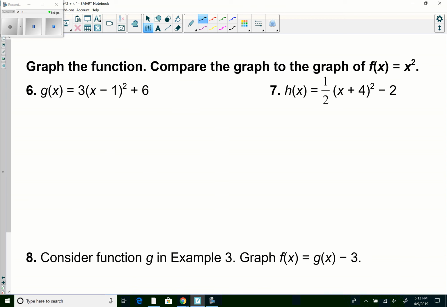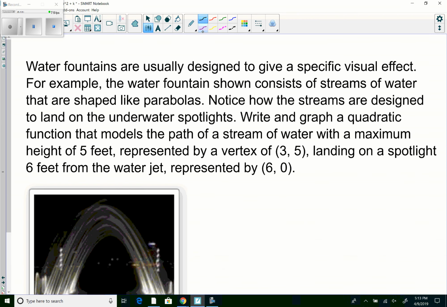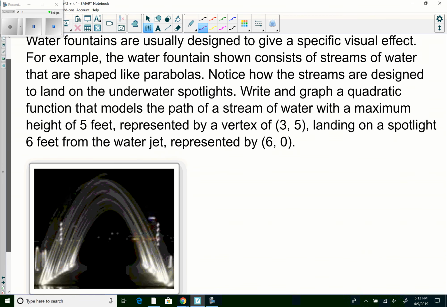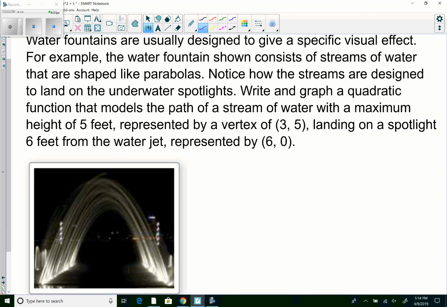Our final example. So I'm going to, again, try and get through this rather quickly because I don't want this video to get super long too. We've got water fountains. Water fountains are designed to give a special visual effect. The water fountain shown consists of streams of water that are shaped like parabolas, right? We've got this parabolic shape to it. And they want the streams, so like from this left-hand side, to land specifically in the light because that's how they get the visual effect.